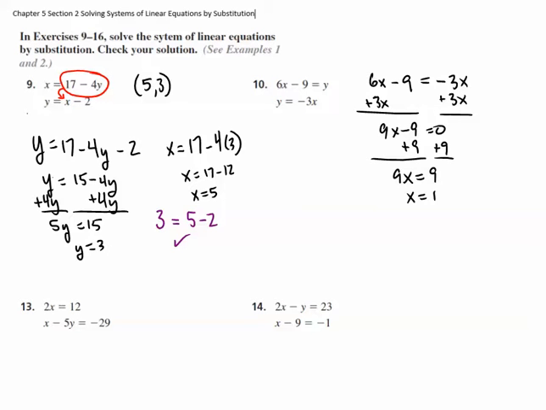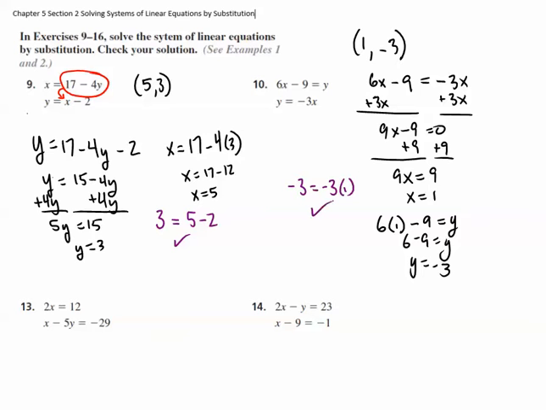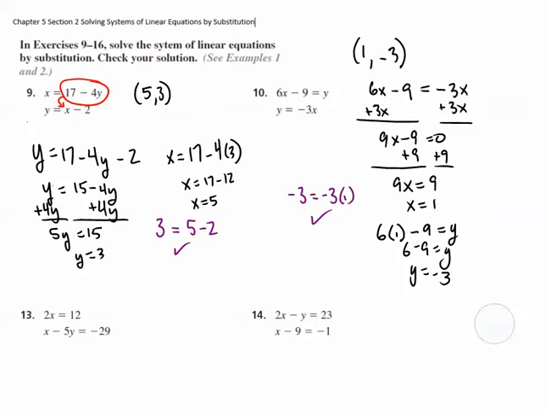We take that x value, plug it into either equation. Let's use the top. 6 times 1 minus 9 has to equal y. So 6 minus 9 is y. That means y is negative 3. Apparently then we have the solution: x is 1, y is negative 3. We're going to check by plugging into the bottom equation. Does negative 3, which is y, equal negative 3 times 1? It does, and we're good to go. We'll scroll down and look at the next two.